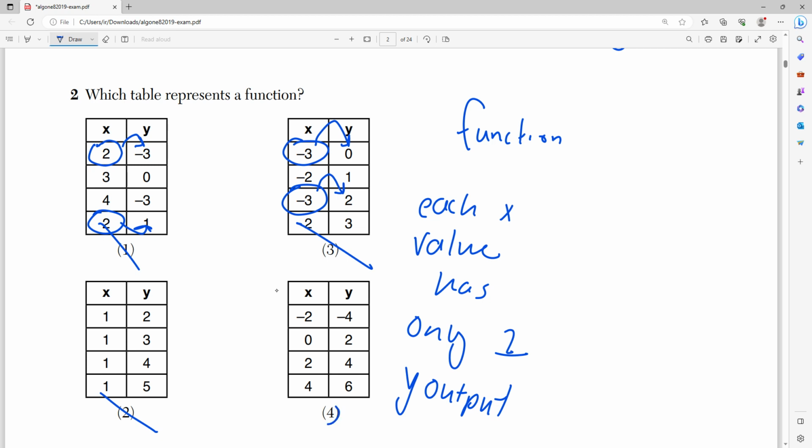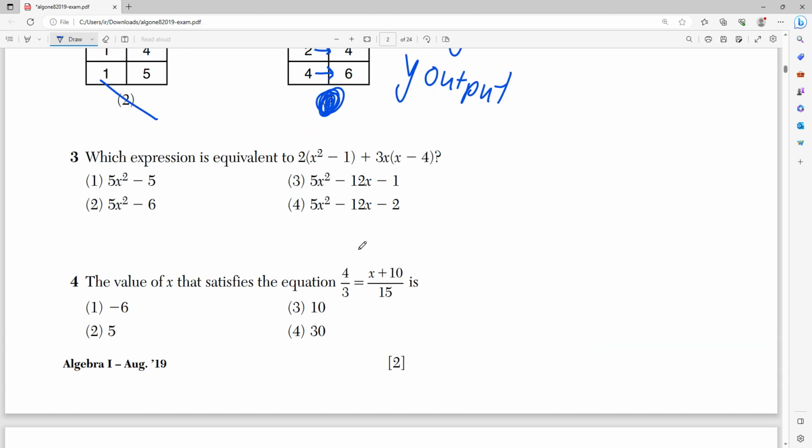That's wrong. 4 is the only expression that follows the rule we just defined. Each x value here has only one output. That's all. Number 3 asks which expression is equivalent to 2x squared minus 1 plus 3x times x minus 4. Two ways you can do this. Number 1, you could plug in x equals 2 for all these expressions and see which value matches, or you could just expand it, which I think is much faster.